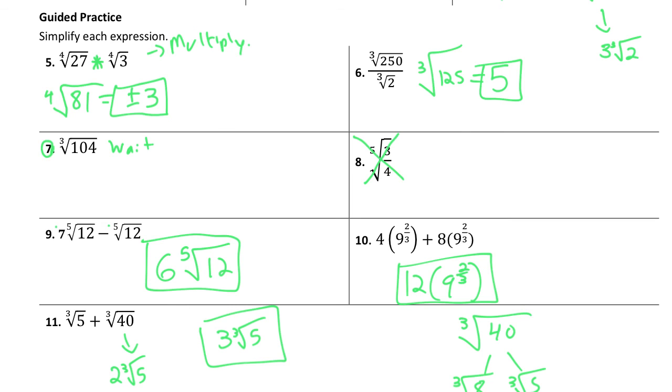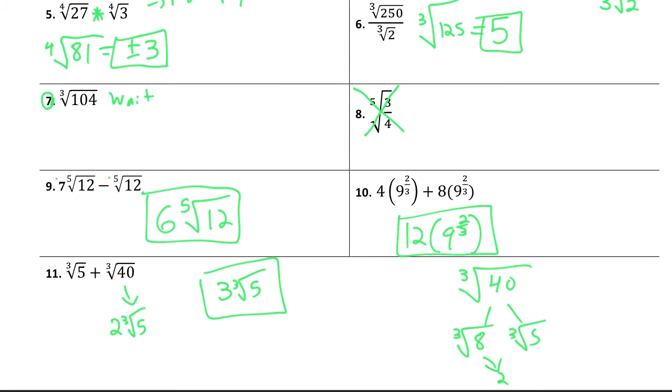11, I had to do a little bit extra work for 11. I had to turn this into a cube root of 5. So I did 40 divided by 5 is 8. The cube root of 8 is 2. So this turned into 2 cube roots of 5 plus 1 cube root of 5, which became 3 cube roots of 5. So number 7 is a little tougher because I am breaking this down, but unlike the other ones, like in number 11, I knew to divide 40 by 5. This one I don't know what to divide by.